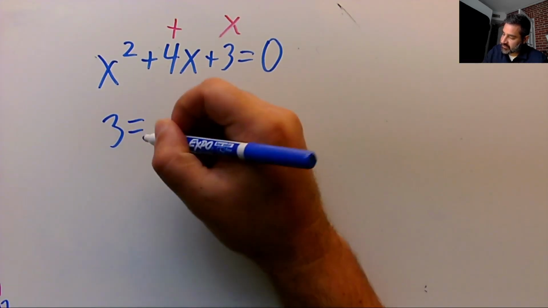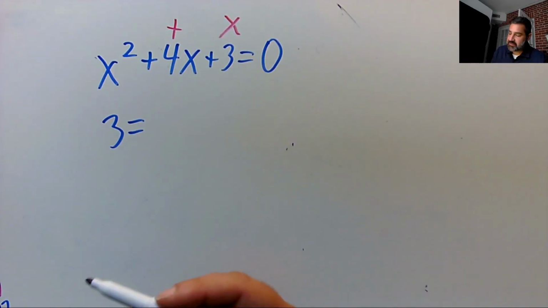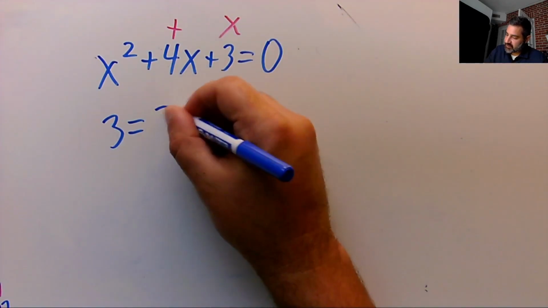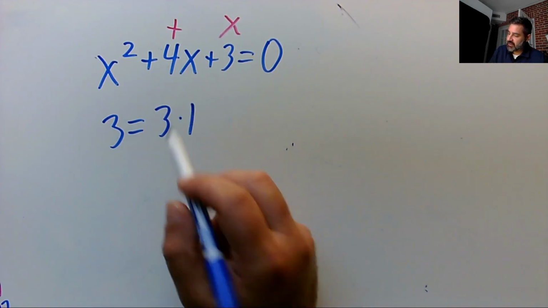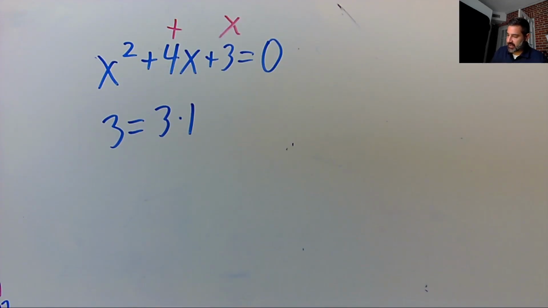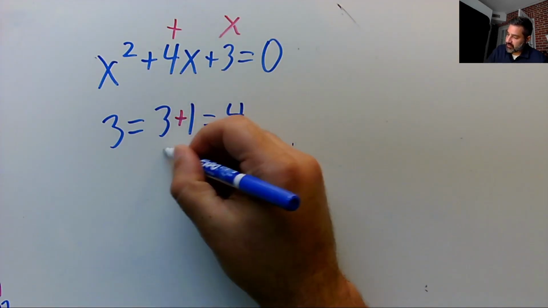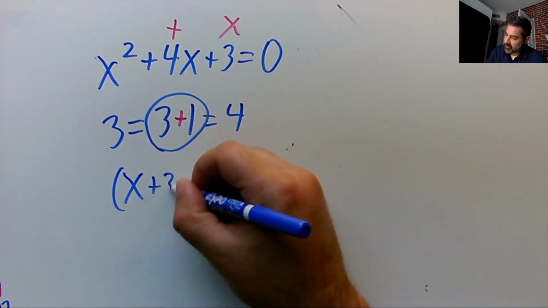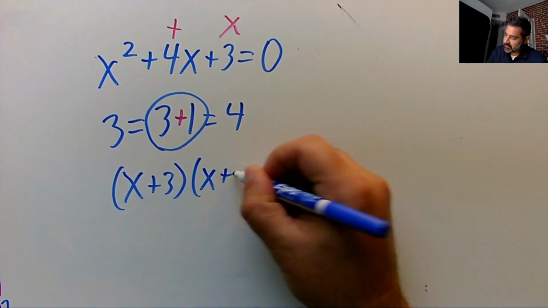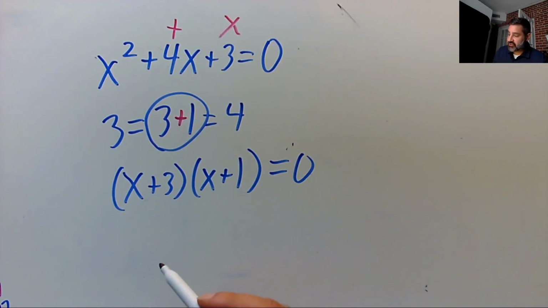The first step I like to do is find two numbers that multiply to 3. There's only two numbers that multiply to 3 because it's a prime number. It's 3 times 1. They're both going to be positive. And then we check to see if those numbers add up to 4, and they do. So this is our answer, and we're going to rewrite that as x plus 3, x plus 1 equals 0.